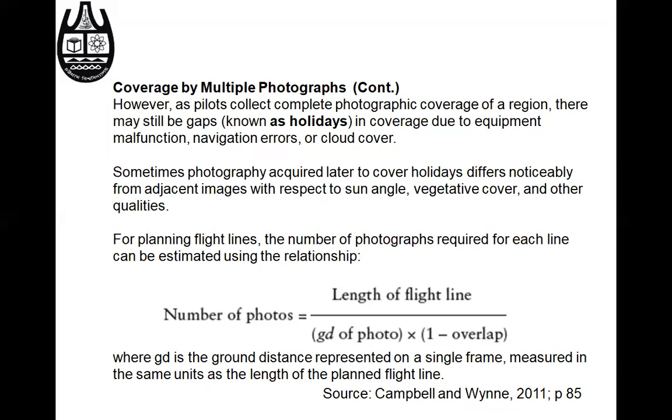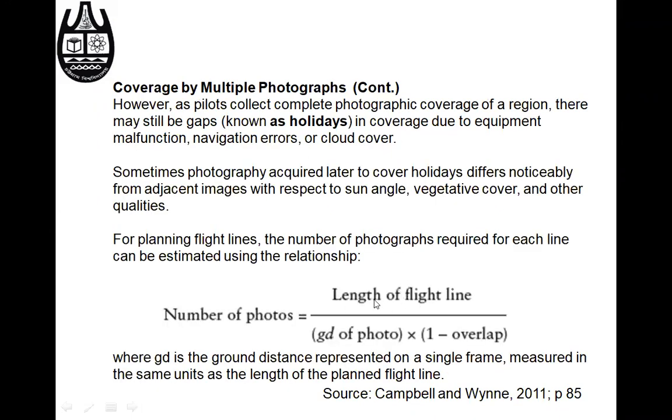So there is a formula: the number of photographs depends on the length of the flight line. That means how long each flight line is, and then the ground distance of the photo. That means how much it covers, and that is multiplied by 1 minus overlap. That means how much percentage you want to overlap, 50% or 60%, okay? And ground distance is represented in a single frame, measured in the same units as the length of the flight plan. So if it is in meters, then the ground distance is also in meters. So total flight line divided by ground distance of the photograph multiplied by 1 minus overlap.